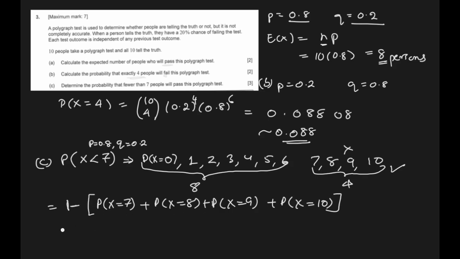So if I interpret this in binomial distribution, it will be 10C7. Now success is 0.8, failure is the remaining 0.2, to the power 3, plus 10C8.